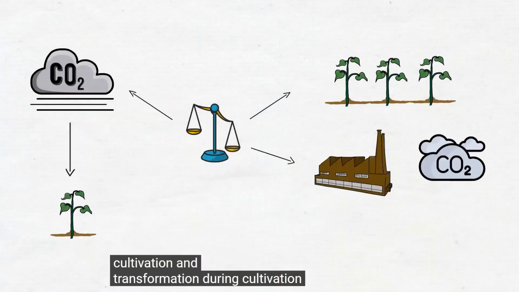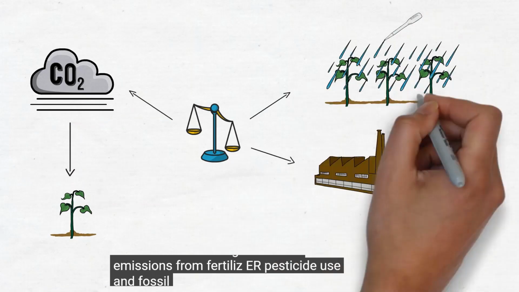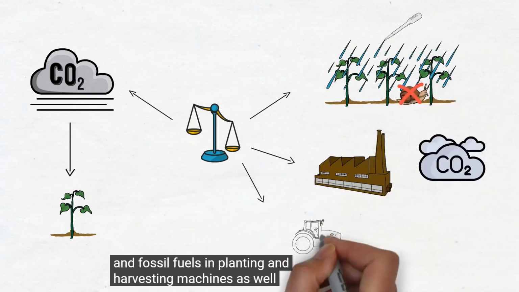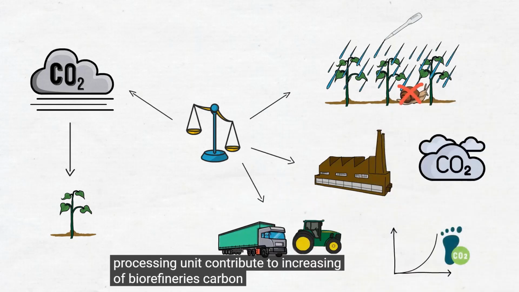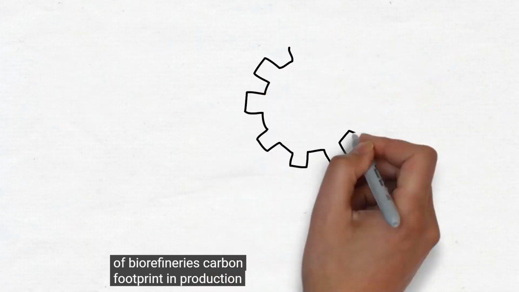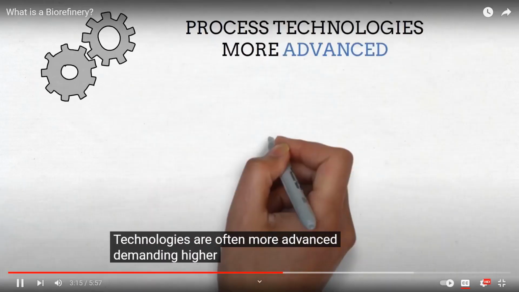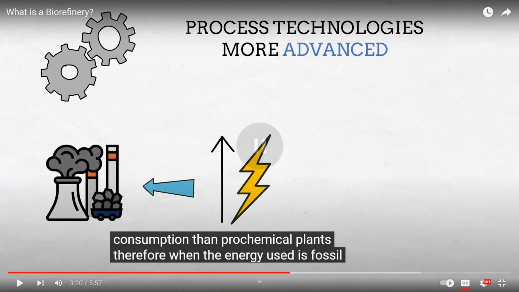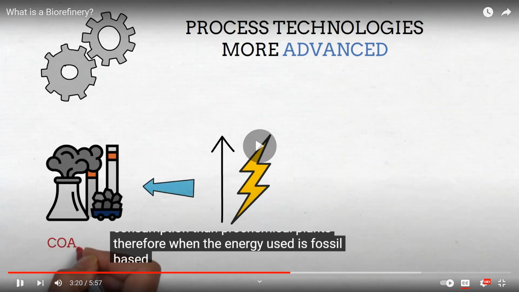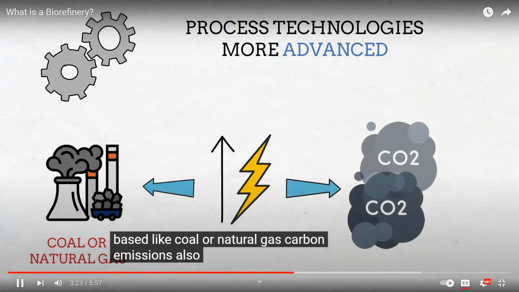During cultivation, emissions from fertilizer, pesticide use, and fossil fuels in planting and harvesting machines, as well as transportation from the field to the processing unit, contribute to increasing a biorefinery's carbon footprint. In production, process technologies are often more advanced, demanding higher specific energy consumption than petrochemical plants. Therefore, when the energy used is fossil, like coal or natural gas, carbon emissions also increase. So here they are saying that even if we are using biomass, the carbon footprint is still high for biorefineries.